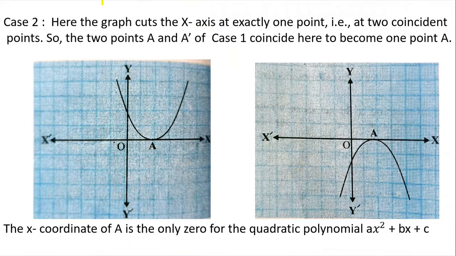Second case: if the graph cuts the x-axis at exactly 1 point, that is, at coincident points. So, the 2 points A and A dash of case 1 coincide here and become 1 point A. Hence, it has only one intersection point with the x-axis. So, the number of zeros in this case is only 1.